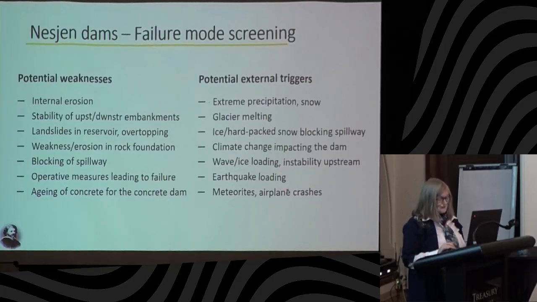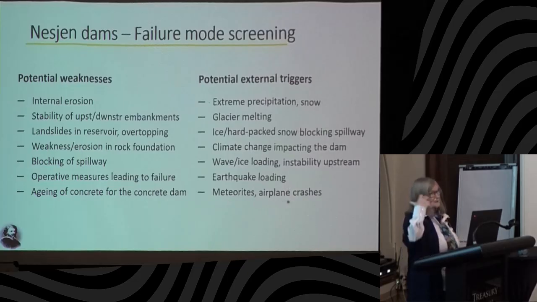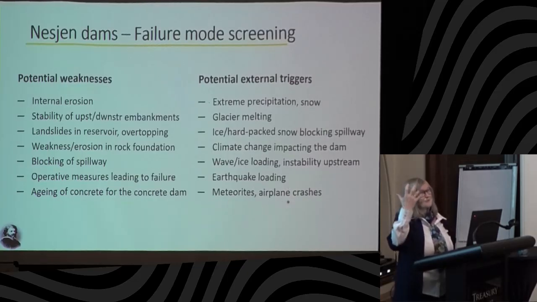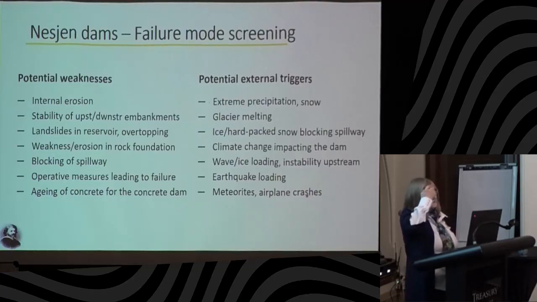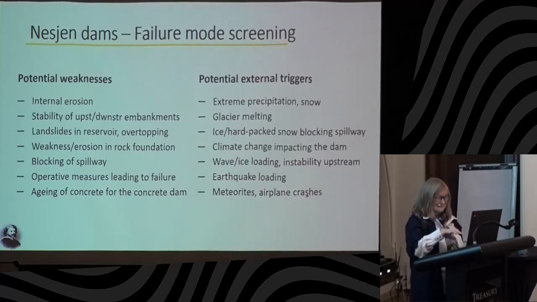And I just added this one, meteorite or airplane crashes, just to say that also the most improbable things are discussed, but they might not be prioritized for analysis. We also have sabotage and such. But it's funny, one of the dams was analyzed in 2021 during the pandemic, and so it was done online. A plane had crashed in the reservoir. So it does happen.